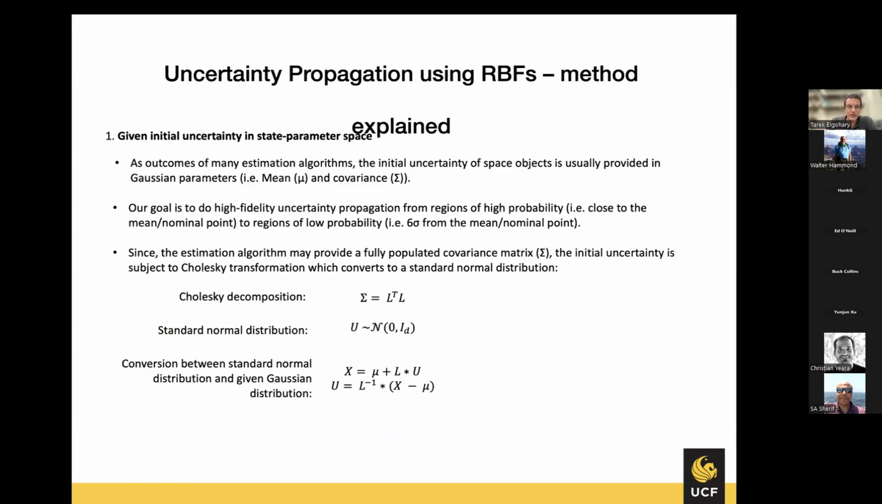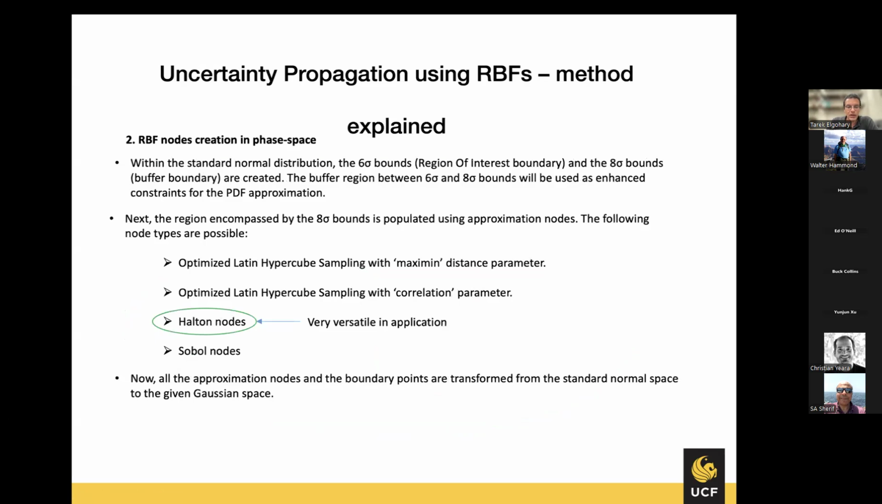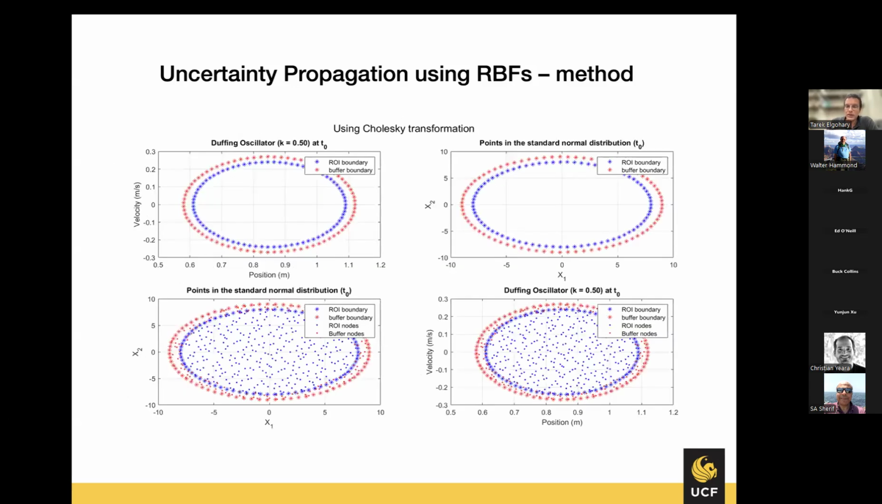So this is all the steps explained, and I'm going to skip a lot of that for the sake of time. But I'm going to highlight a couple of things. One is RBFs are very versatile. We don't have to stick to a certain nodal distribution. So if anyone is familiar with Gauss quadrature, you have to stick to some Gauss nodes like Lobatto or Legendre or any combination thereof. Here we can even use random nodes. And here we chose Halton nodes, which are semi-random for coverage.